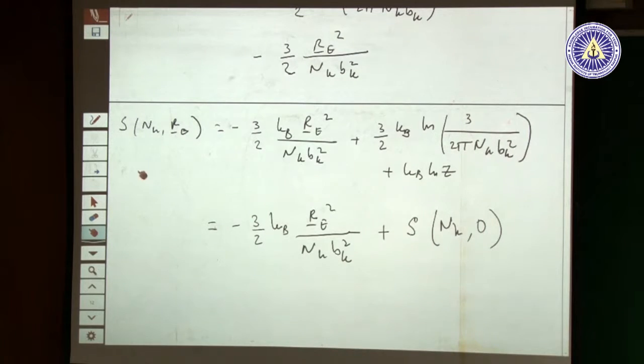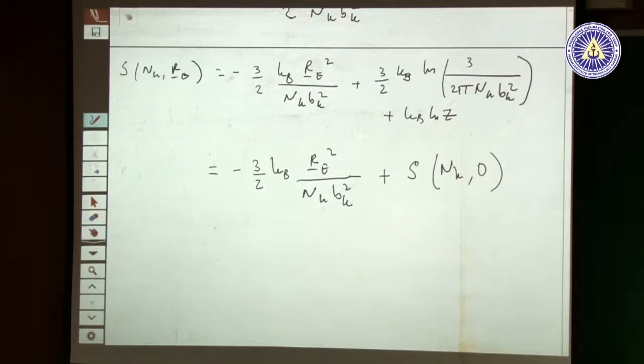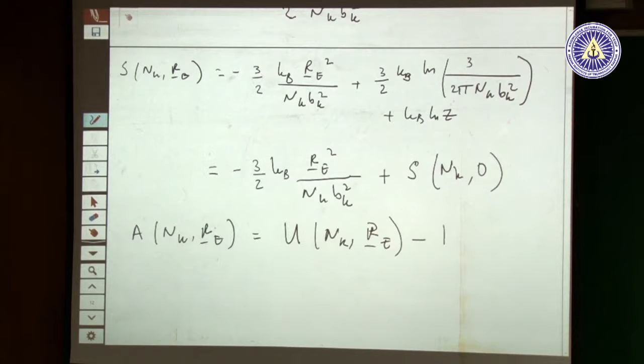Now, from equilibrium thermodynamics, you are all familiar that the Helmholtz free energy in this case is given by U of nk comma Re minus Ts. U minus Ts is your Helmholtz free energy.